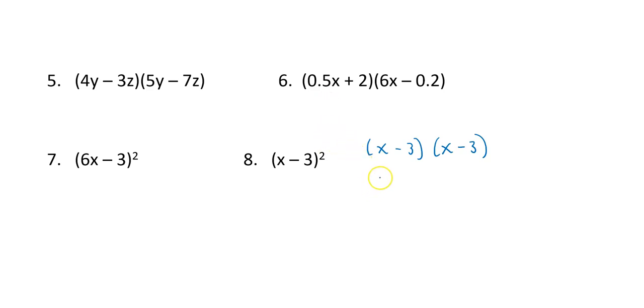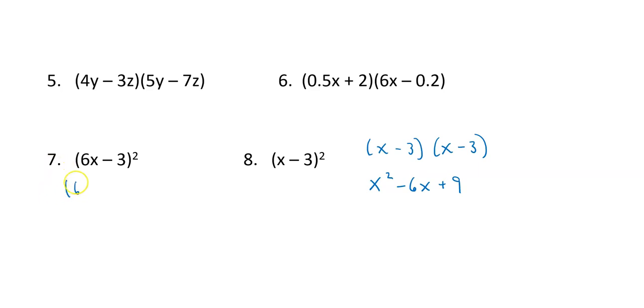When you FOIL that, x times x is x squared. Outside will give you a minus 3x, but so will the inside. Minus 3 times minus 3 gives you minus 6x... 3 times 3 is 9. So that is a binomial square. Same thing is going to happen for 7.